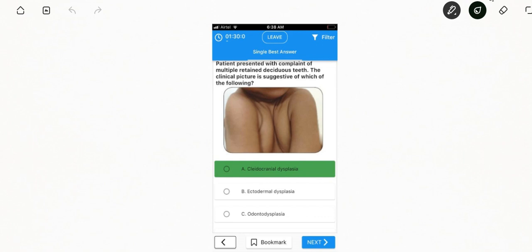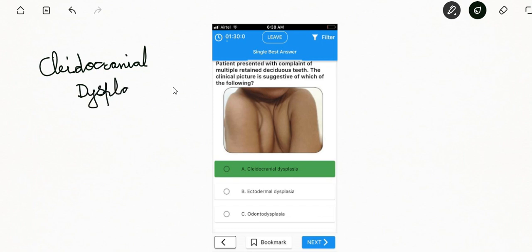Patient presented with complaint of multiple retained deciduous teeth. The clinical picture is suggestive of which of the following? The answer is cleidocranial dysplasia. In this picture, you can see the dental abnormality. In this picture, you can see the clavicular abnormality, suggesting cleidocranial dysplasia.